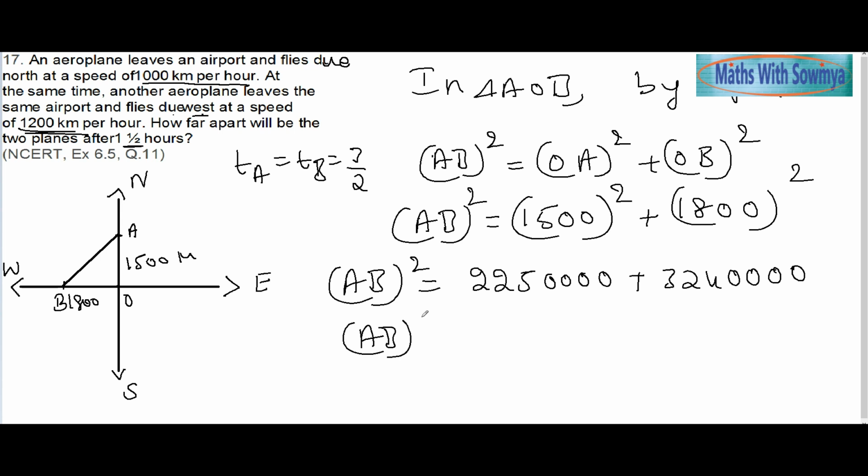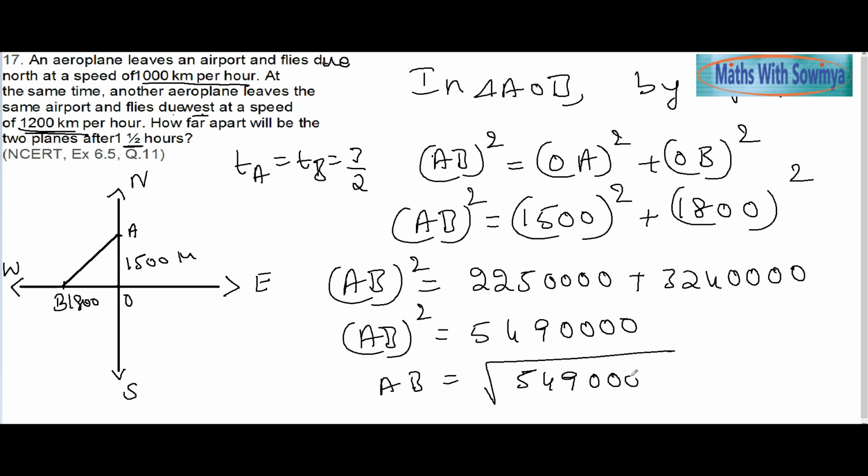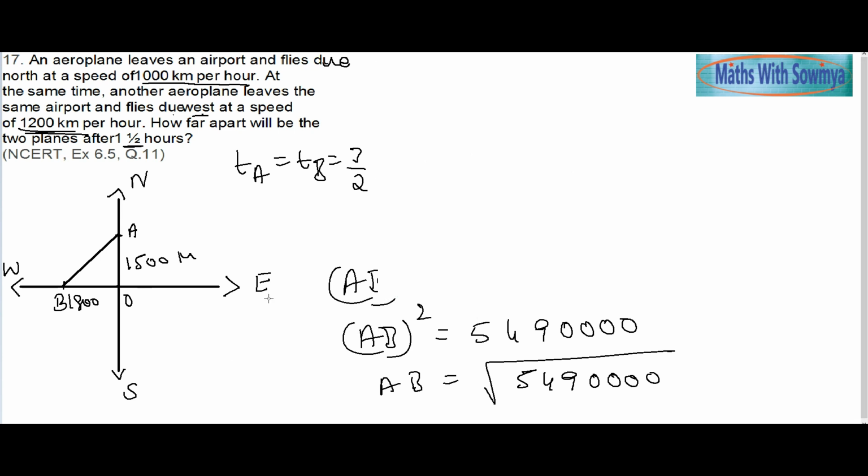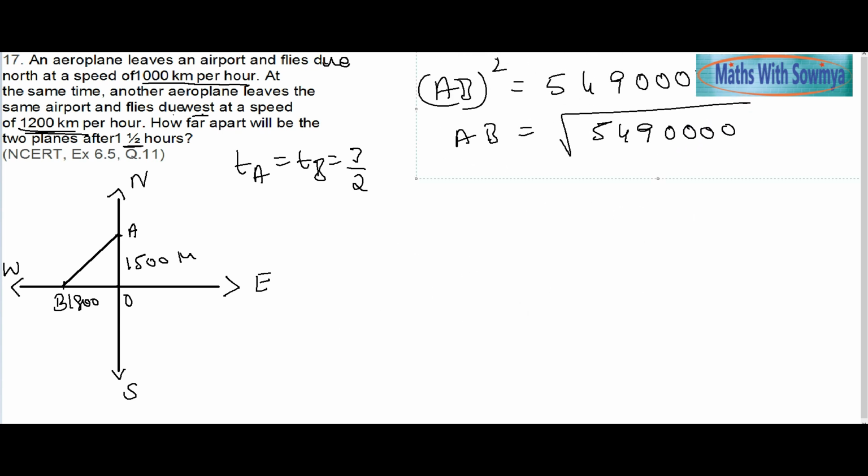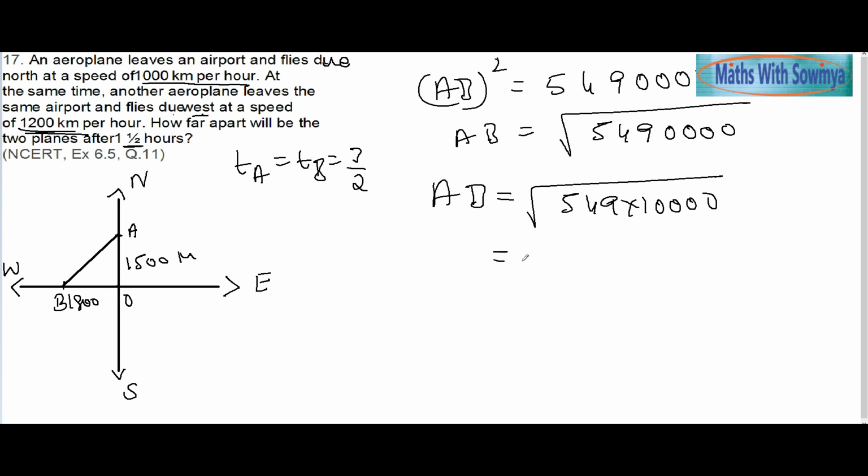Adding, we get 549. This AB will be the square root of this. As even zeros are there, it is easy to take the square root. So, we will follow this. Because of the even number of zeros, AB will be equal to root of 549 into 10,000.